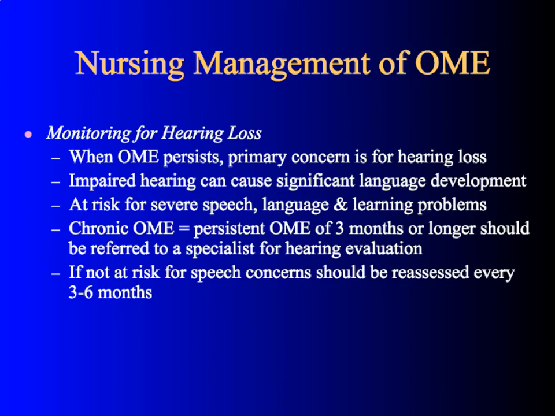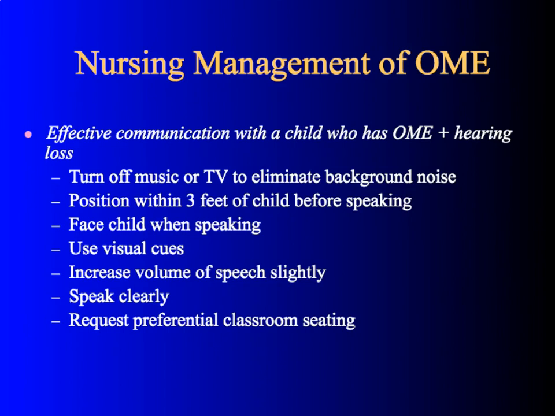We want to create effective communication with a child who has OME and a hearing loss. So to do this, we want to turn off music or the TV to eliminate background noise, position ourselves within 3 feet of the child before speaking, face the child when speaking, use visual cues, increase the volume of speech slightly, speak clearly, and request preferential classroom seating.